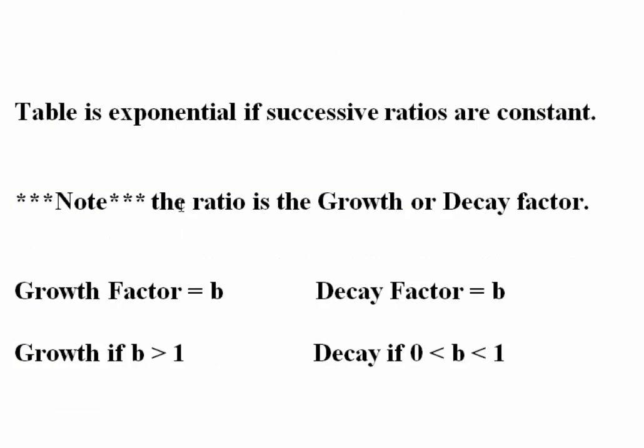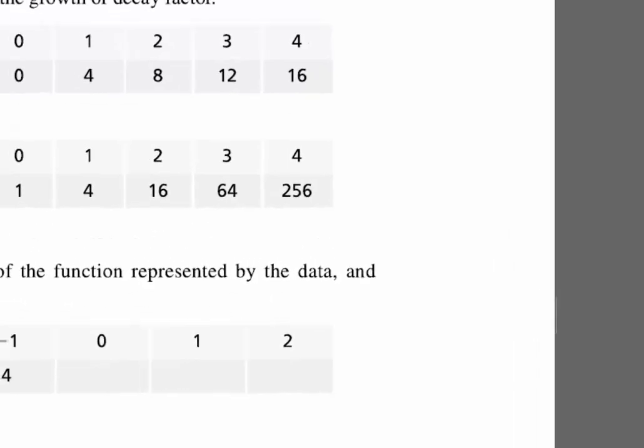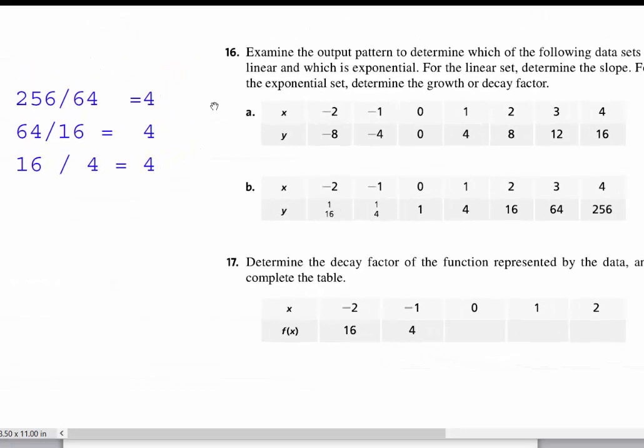Looking at my table, it says the table is exponential if successive ratios are constant. And in this case, if b is greater than 1, that's our growth factor. If b is between 0 and 1, that's our decay factor. So this value 4 is my b, and that would be the growth factor. So I would say the second table is exponential, and my growth factor is 4.